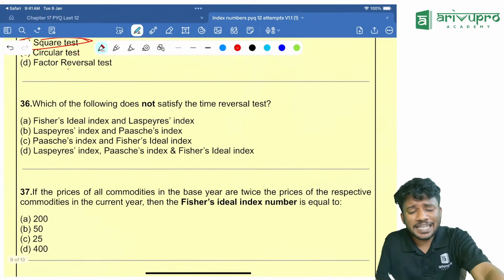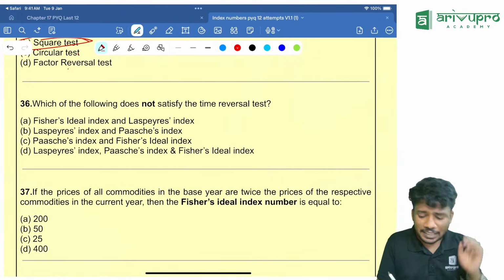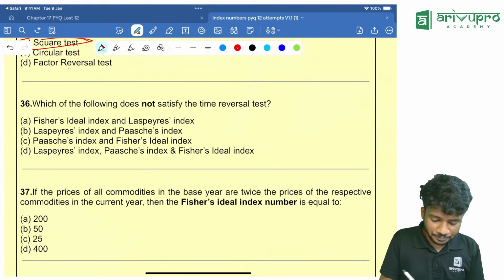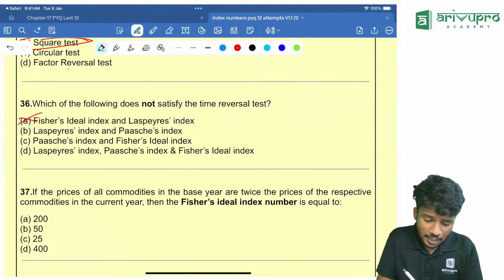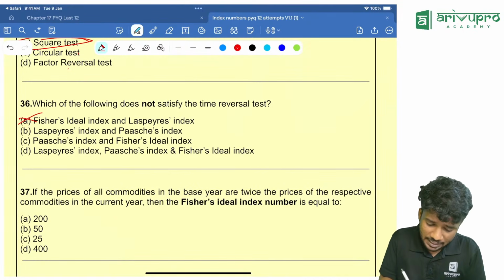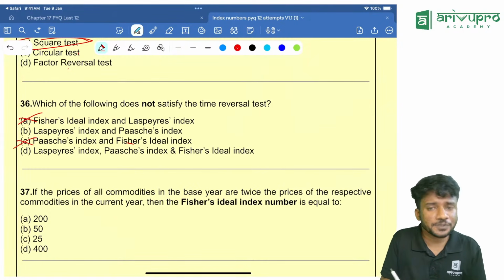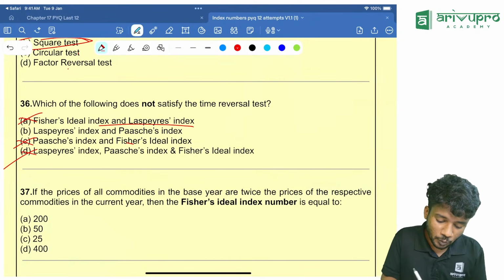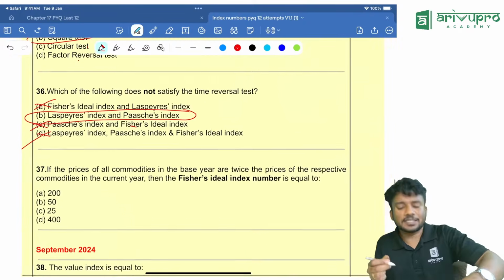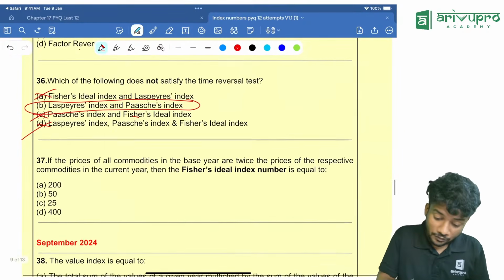Which of the following does not satisfy time reversal test? People, Fisher satisfy time reversal test. That means option A is wrong. Lape and Paasche is there. Paasche and Fisher. Fisher again satisfy. That means option C is wrong. Lape, Paasche and Fisher. That means option D is wrong. Answer is what? Lape and Paasche does not satisfy time reversal test.